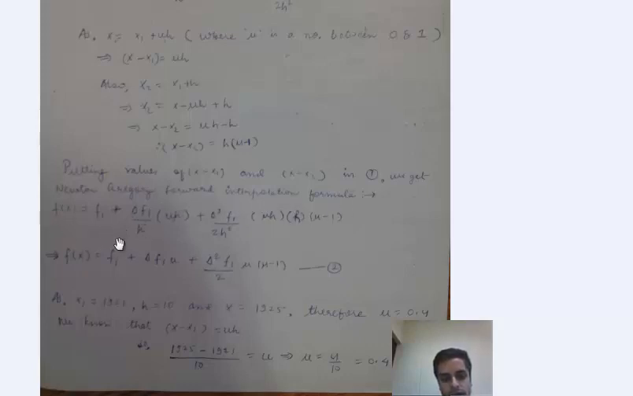f(x) is equal to f1 plus delta f1 times u plus delta square f1 by 2 times u times (u minus 1). It is our equation number 2. Putting the value of x1 as 1921, h as 10 and x as 1925, we get the value of u, which is coming out to be 0.4.